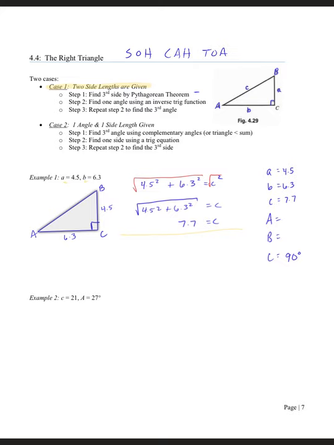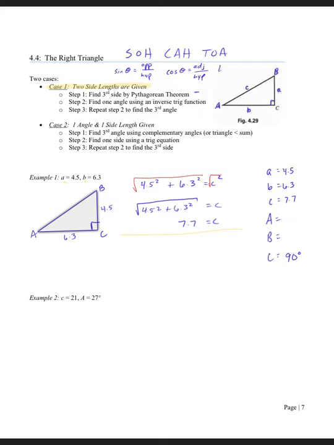What this means is the SOH means sine of theta is equal to the opposite side over the hypotenuse. Well, that doesn't help us because we don't know the hypotenuse. We did find the hypotenuse, but we only ever want to use the values that are given to us in the original problem. Now what the CAH stands for is cosine of theta is equal to the adjacent side over hypotenuse. Again, we know the adjacent side of A, but we don't want to use the hypotenuse.